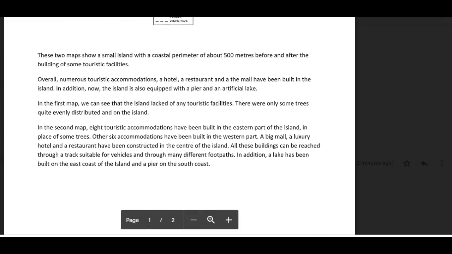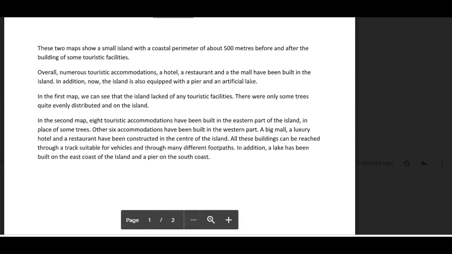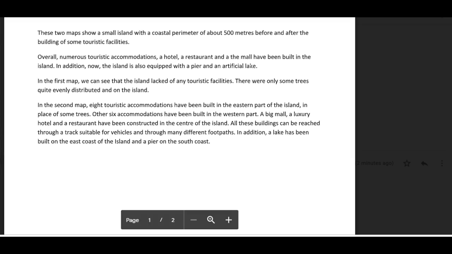These two maps show a small island with a coastal perimeter of about 500 meters before and after the building of some, we don't call them touristic facilities, we call them tourist facilities. Overall, numerous tourist accommodations, a hotel, a restaurant, and a mall have been built on the island. In addition, now the island is also equipped with a pier and an artificial lake.